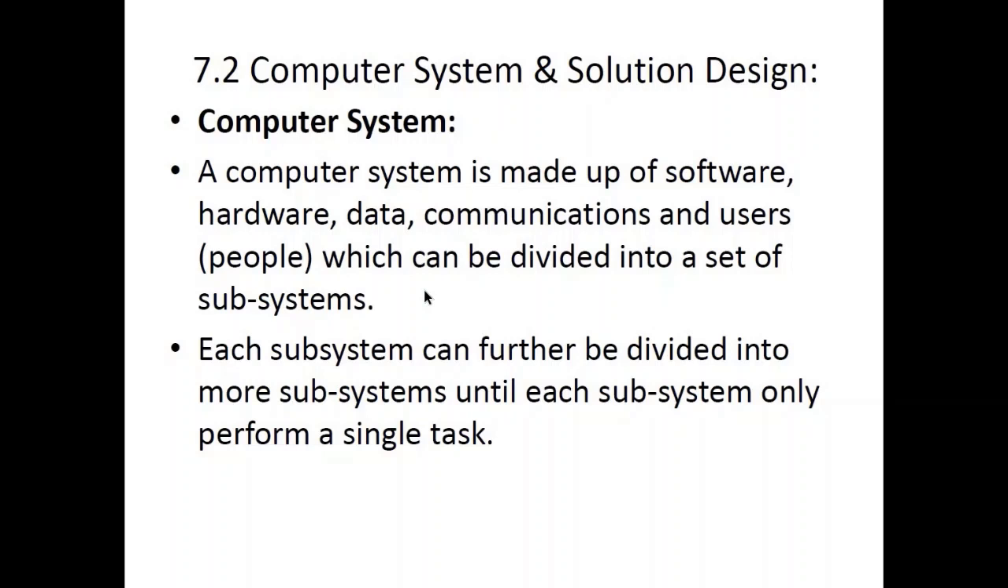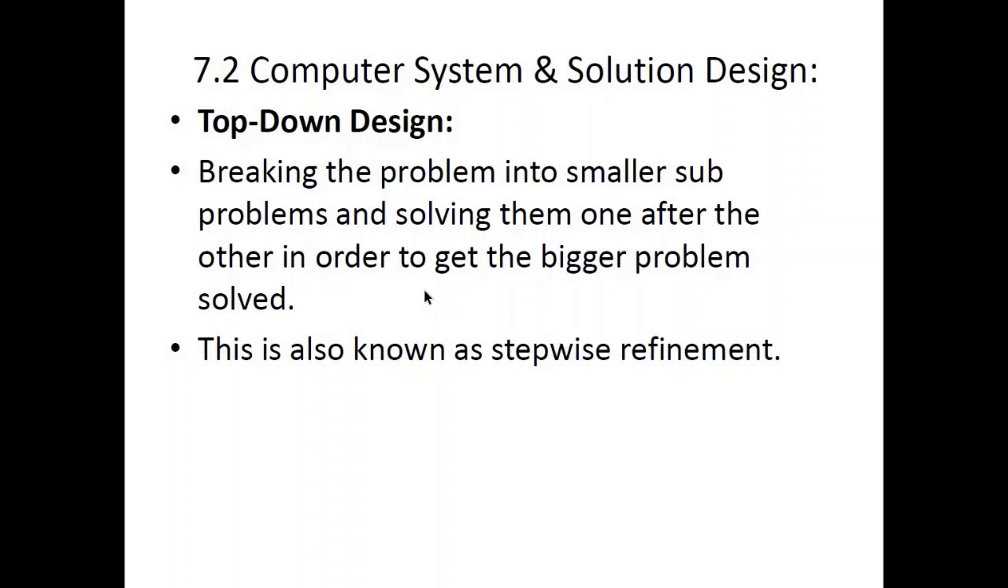A system has the capability of being divided into a set of subsystems, and each subsystem can further be divided into more subsystems until each subsystem only performs a single task. Means you can decompose it. In order to depict this concept, we have a term that is known as top-down design, and it means you break the problem into smaller sub-problems and then solve them one after the other in order to get the bigger problem solved. This is also known as stepwise refinement.